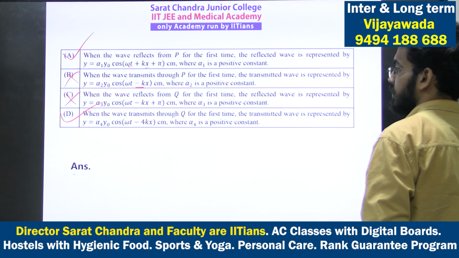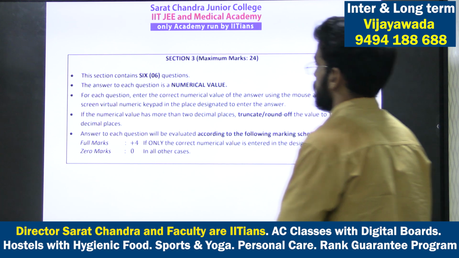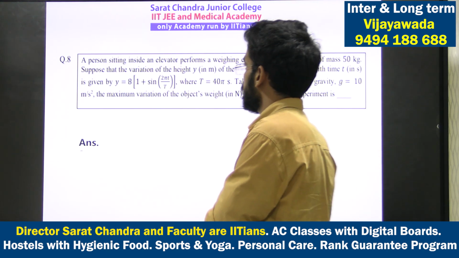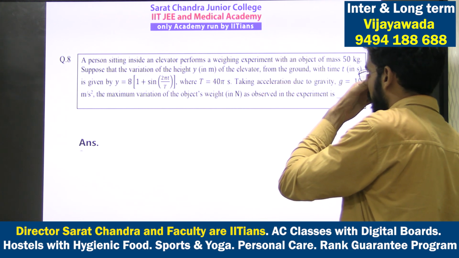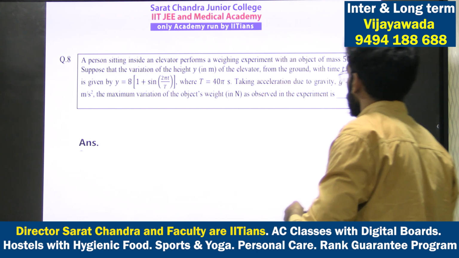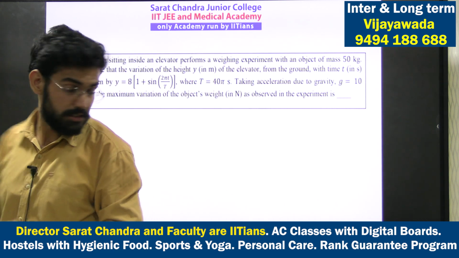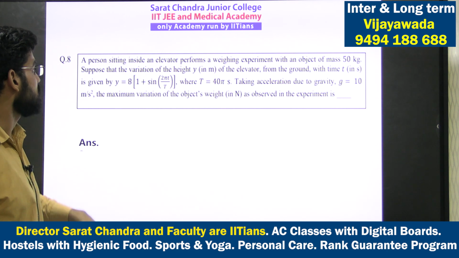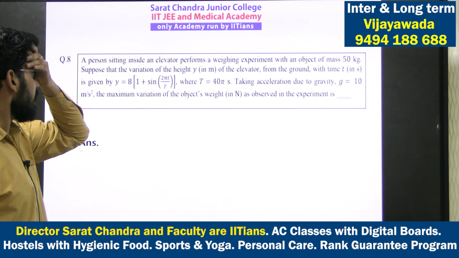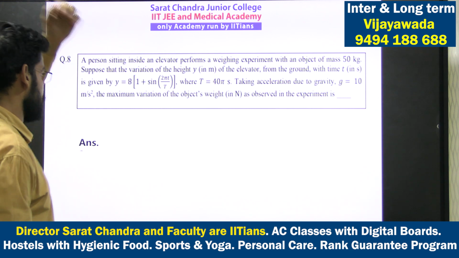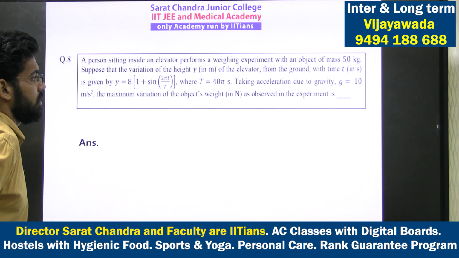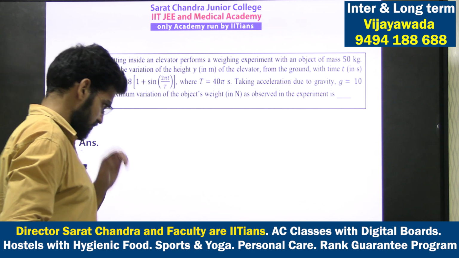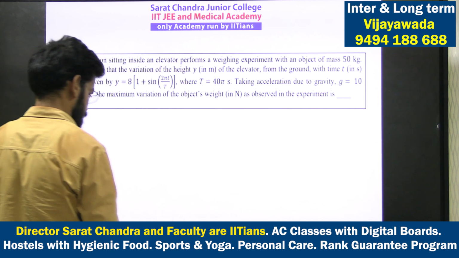Next, if I see here, section 3 we came in. Next we have question number 8. So what he is saying is, a person sitting inside an elevator performs a weighing machine experiment with an object of 50 kg. Suppose that the variation of height, so here we have an SHM, the elevator is performing SHM, time period is given, taking acceleration due to gravity 10, the maximum variation of the object weight is, in Newton you have to answer.